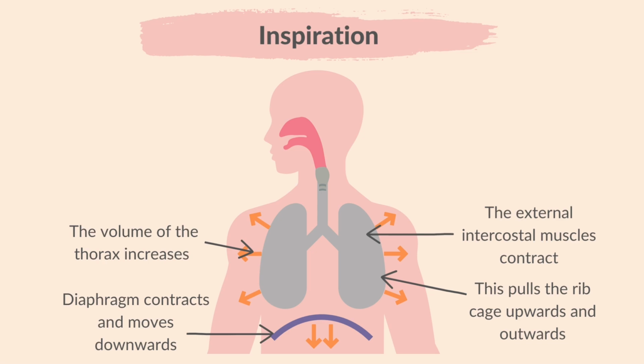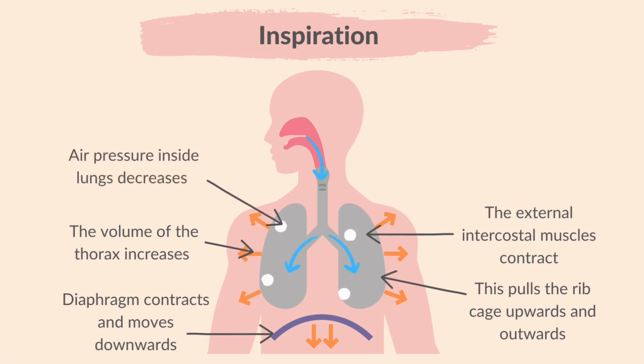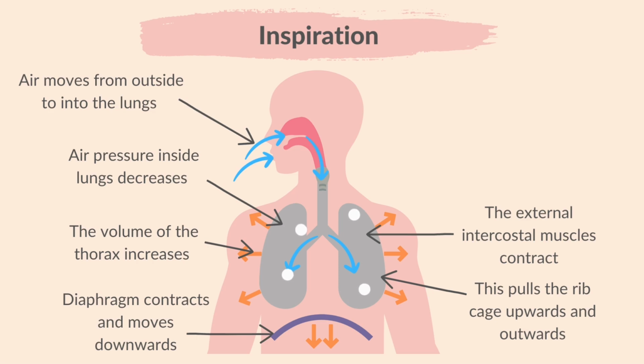Both of these factors lead to the volume of the thorax to increase. The thorax is basically the chest area, which will increase in volume like a blown-up balloon. When the volume of the thorax increases, the air pressure inside the lungs decreases. This is because the force exerted by the movement of gas molecules inside the lungs against the walls is lower since there is more space. Therefore, pressure inside the lungs is lower in comparison to the surrounding air. Therefore, air moves into the lungs from outside.